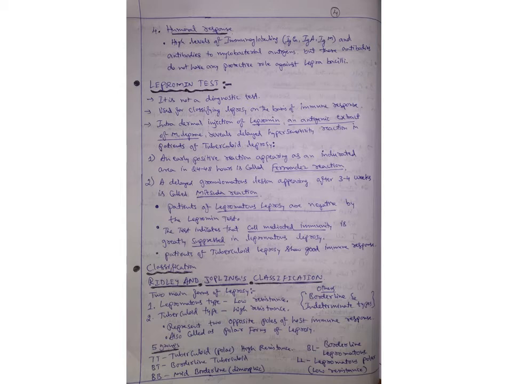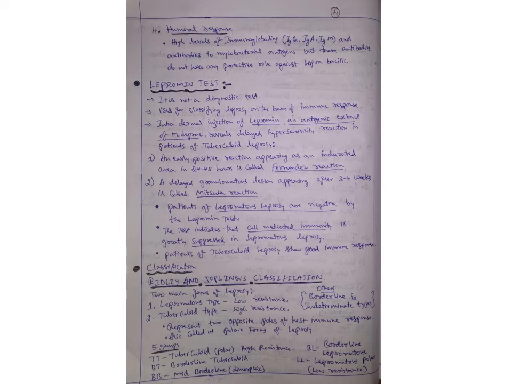Based on the borderline or indeterminate type, they are classifying leprosy into 5 groups: TT, tuberculoid high resistance polar leprosy; BT, borderline tuberculoid leprosy; BB, mild borderline leprosy; BL, borderline lepromatous leprosy; and LL, lepromatous polar leprosy. So LL is low resistance lepromatous polar, whereas TT is high resistance tuberculoid polar. So these are north pole, south pole.